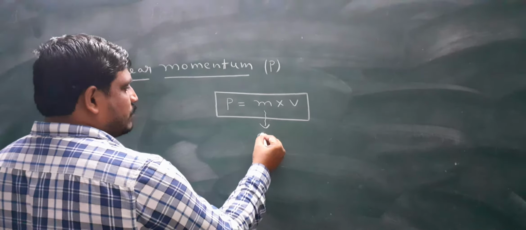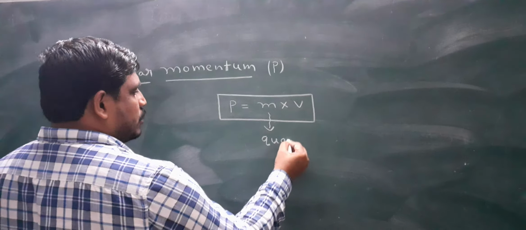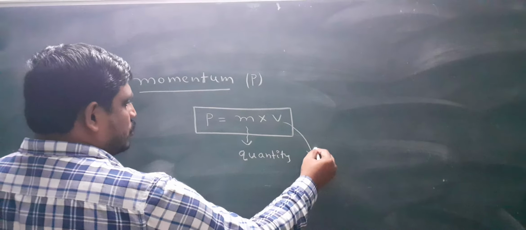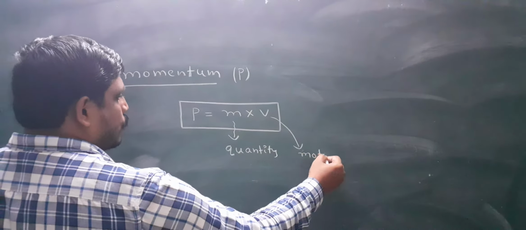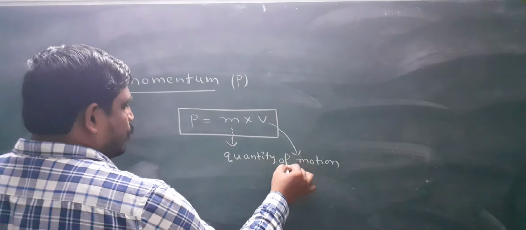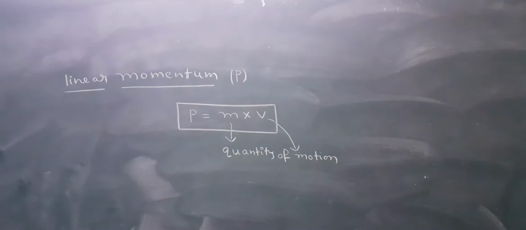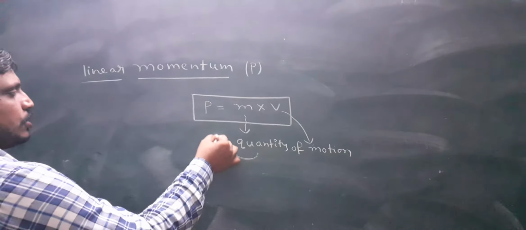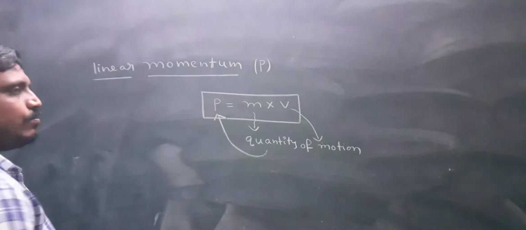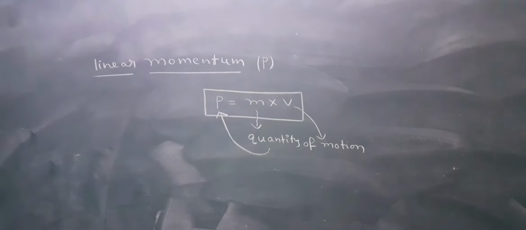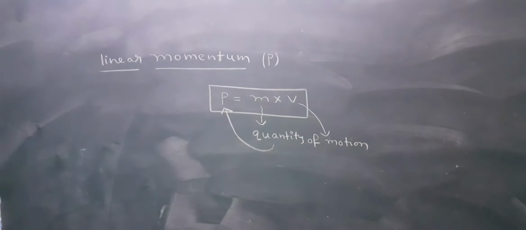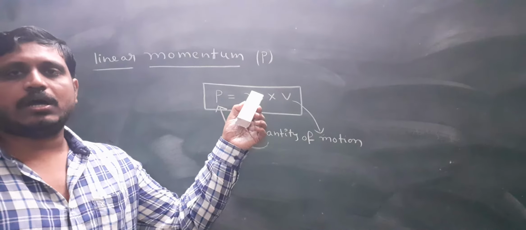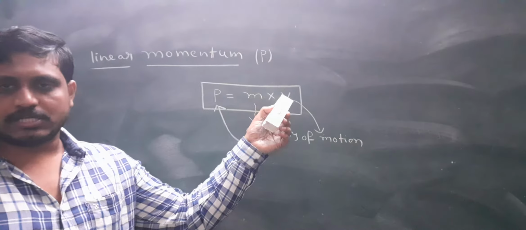Mass is nothing but the matter. Matter is nothing but the quantity. Velocity indicates motion. The quantity of motion represented by the body is known as linear momentum. Linear momentum is the product of mass and velocity.